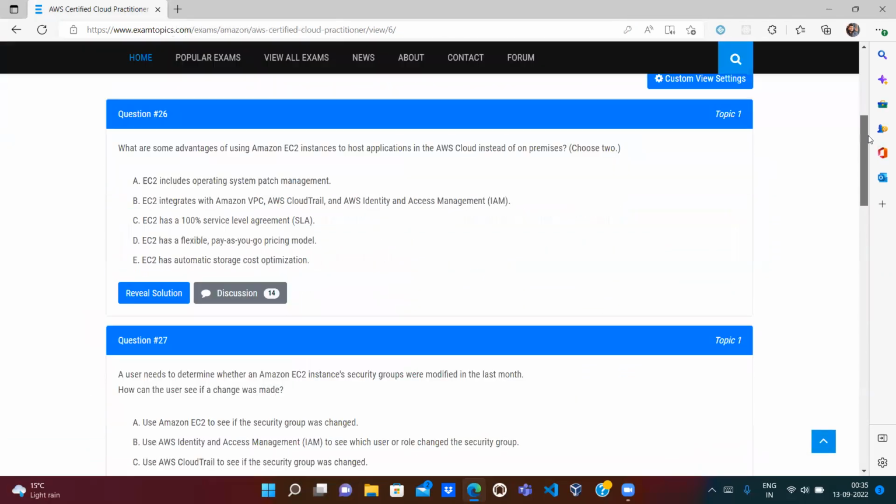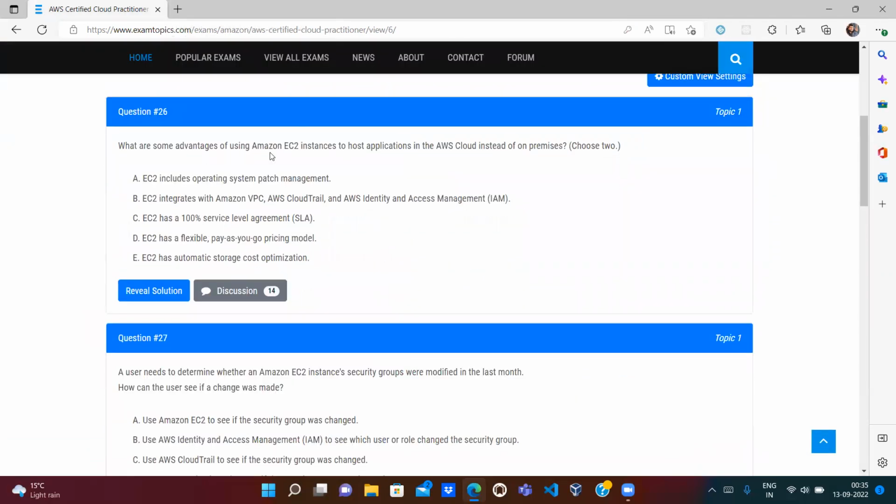Let's cover the next 5 questions. What are some advantages of using an Amazon EC2 instance to host an application in AWS instead of on-premises? What are the advantages if you use EC2 on AWS instead of on-premises?